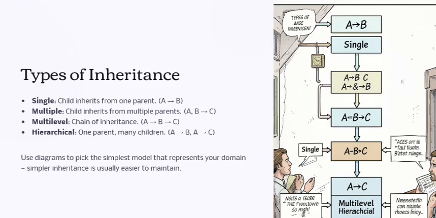Okay, so types of inheritance. Python supports different types of inheritance. The major types are single inheritance, multiple inheritance, multi-level inheritance, hierarchical inheritance. Let's understand each one. So talking about single inheritance.